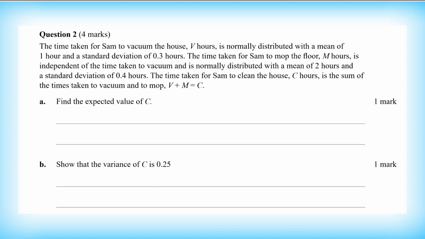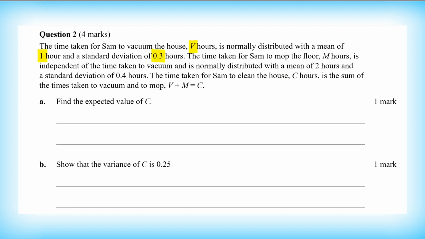Here we have a specialist maths question about summing random variables. This one is about the time taken for Sam to vacuum the house, V. He's also mopping the floor, which is a random variable, M. And then we're asked about the sum of those two random variables to be the total time that he takes cleaning the house. So V plus M is C.